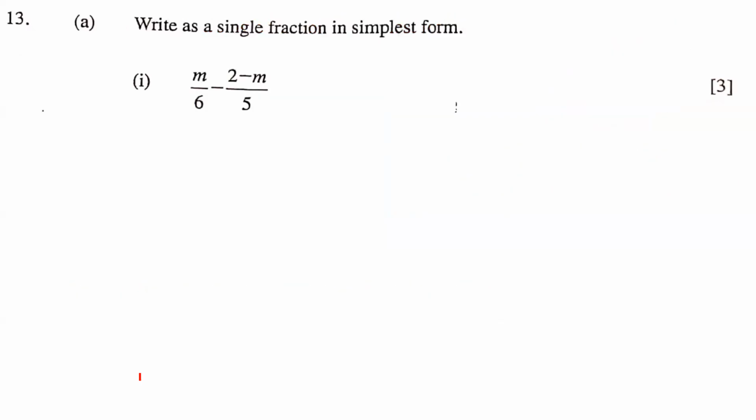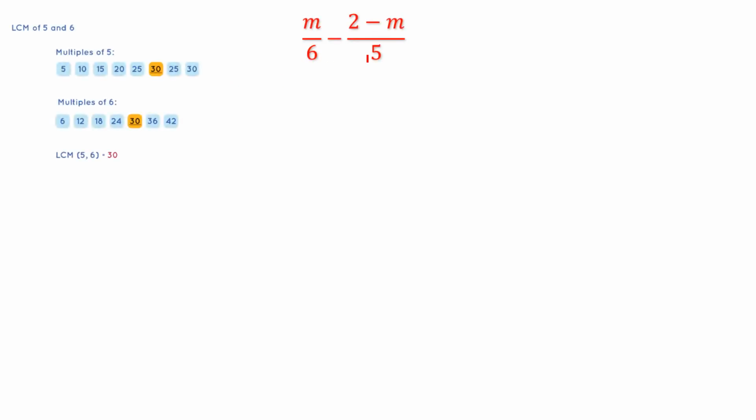Question number 13A. Here we have these two fractions subtracted from each other, and we want to write that in simplest terms. So what we're going to do here is first find the LCM of 6 and 5. What is the LCM of 6 and 5? Well, the multiples of 5: 5, 10, 15, 20, 25, 30.